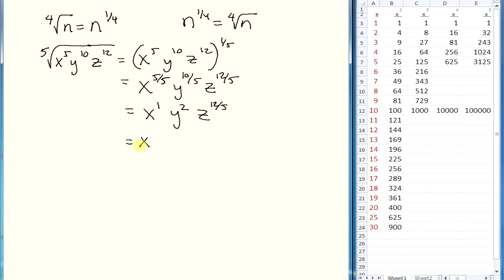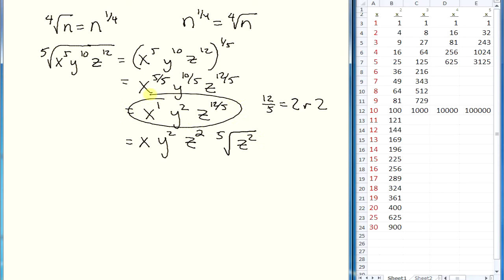So I could actually have an x on the outside, I could have a y squared on the outside of the radical, and since 12/5 is actually 2 with a remainder of 2, I can have z squared pulled out on the outside and then have the fifth root of z squared on the inside. Now, it all depends on what I'm asking. Sometimes they just ask you to write it without a radical sign. If that's the case, I would like this as an answer. Sometimes if I ask you to please simplify a radical, well then this would be a better approach. Either way, it does help to understand that nth roots can be written as exponents.